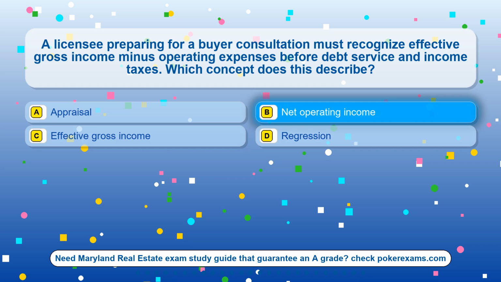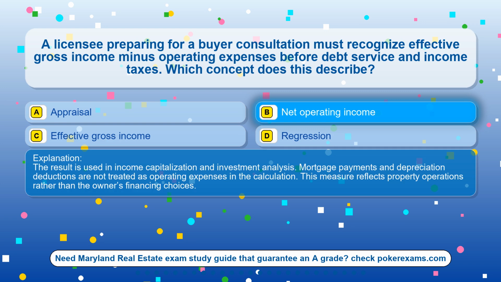The correct answer is option B, net operating income. The result is used in income capitalization and investment analysis. Mortgage payments and depreciation deductions are not treated as operating expenses in the calculation. This measure reflects property operations rather than the owner's financing choices.